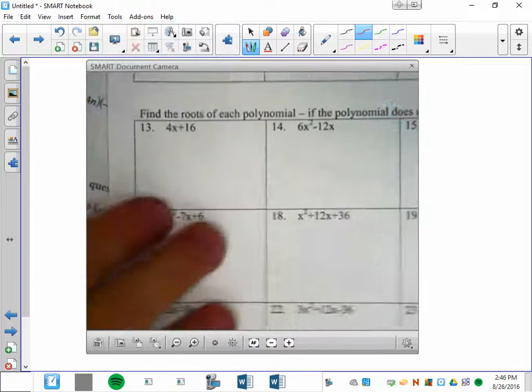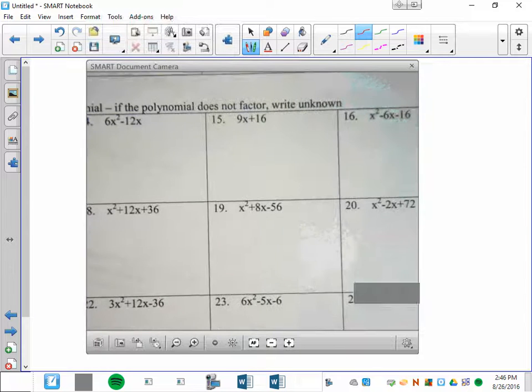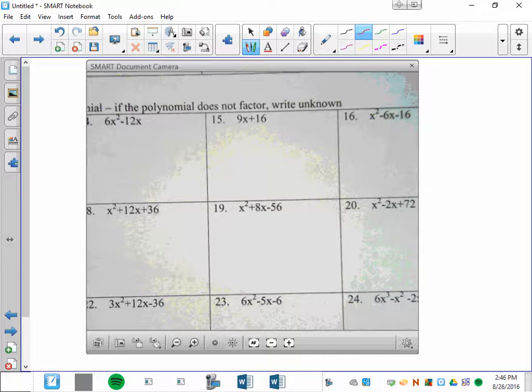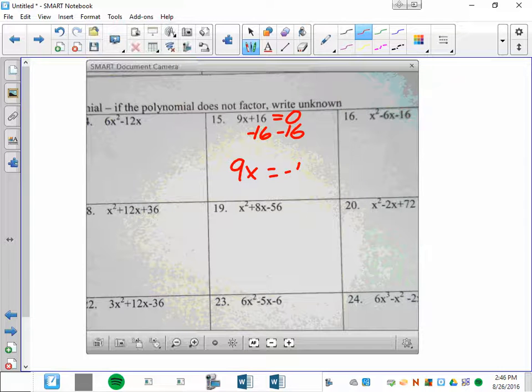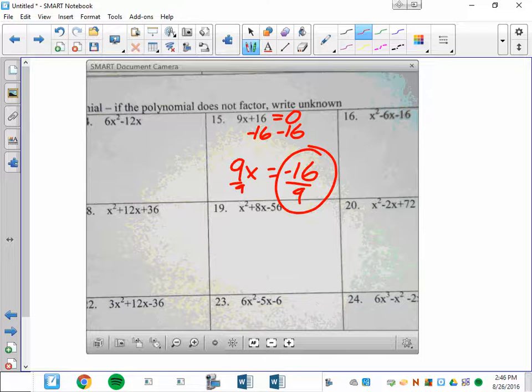Okay, number 15. We can't factor it, but does it have roots? Yes. So we set it equal to 0. We subtract 16. 9x equals negative 16. Divide by 9. The root is negative 16 ninths.